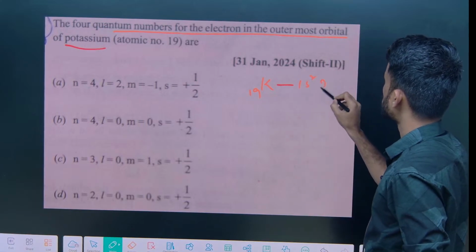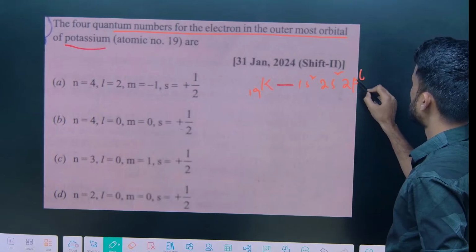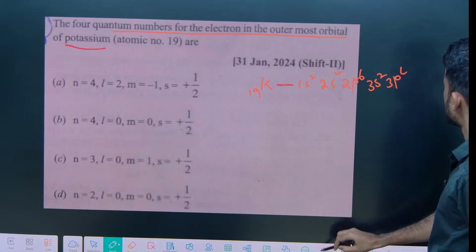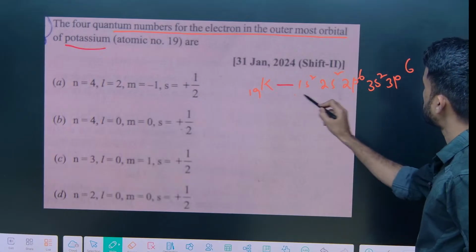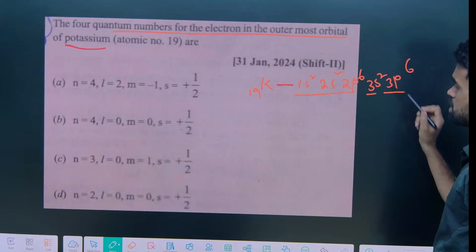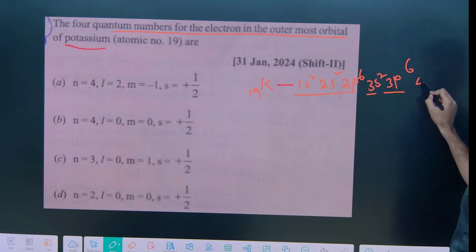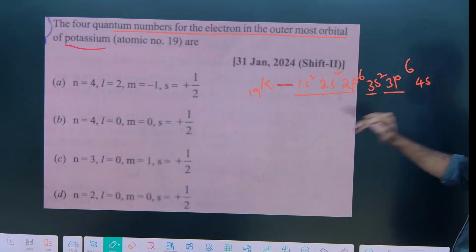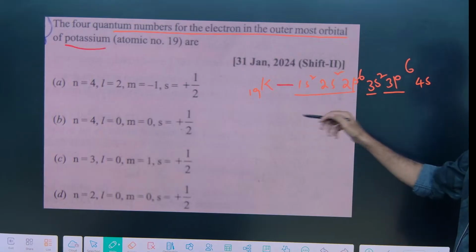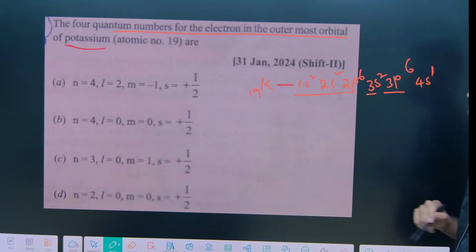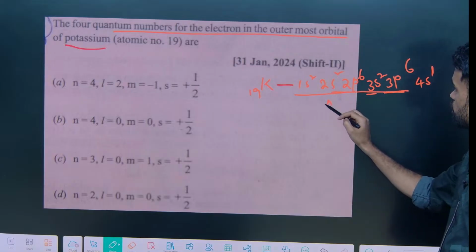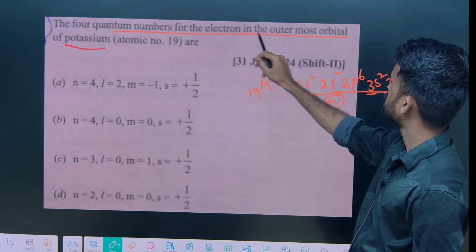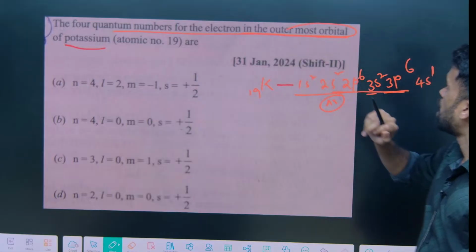So 1s2, 2s2, 2p6, 3s2, 3p6. Up to here it is 10, then 3s2, 3p6 makes 18. The next is 4s, not 3d, since it is only 19. Up to here 18 is over. So we got 4s1. Up to here it is 18, the argon configuration. They are asking for the 4 quantum numbers of the electron in the outermost orbital of this potassium.